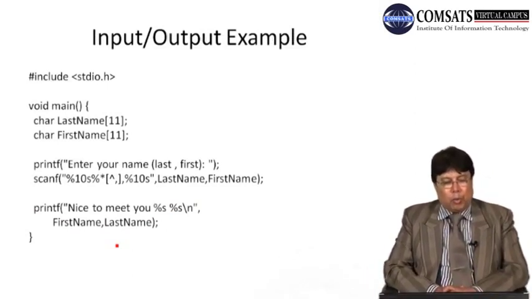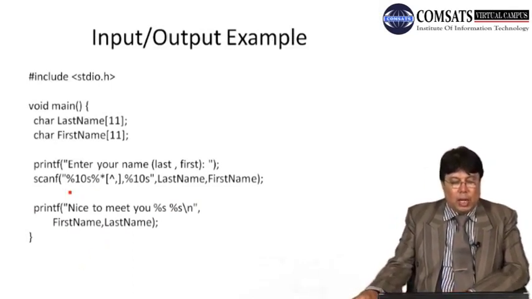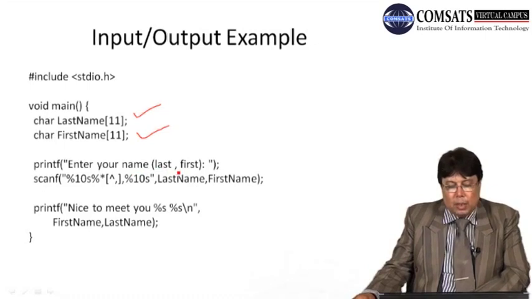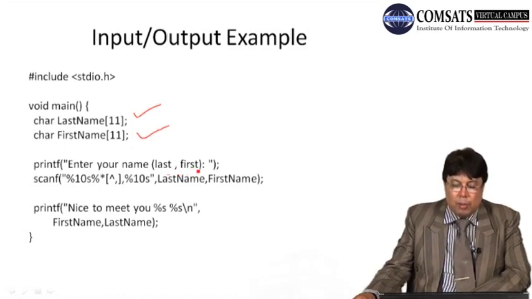Let us see the input output examples. Once again I will use all the characters here. I have defined a last name variable and we have defined the first name. Enter your name, last comma first. This is a string. This last is not the keyword last. Last comma first means you are displaying a message: enter your name, first last, then comma, and then first.